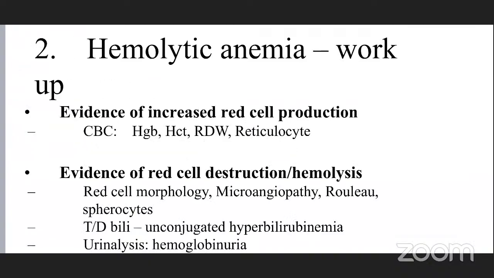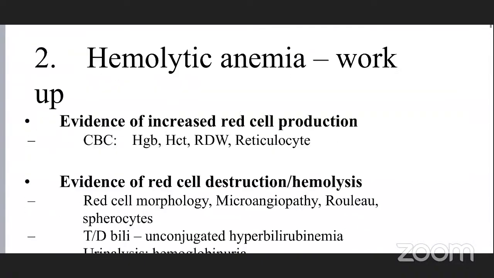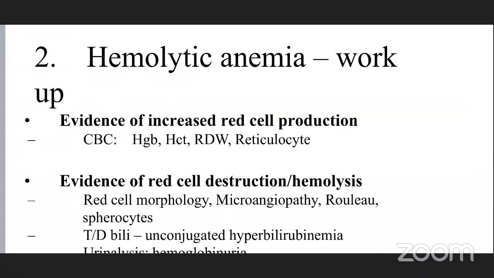What to do if we have a patient with hemolytic anemia? The workup first will look for evidence of increased red cell production. Usually we'll see the CBC, we see hemoglobin, and we look for hematocrit, and we look for RDW and for reticulocytes. Usually we'll see low hemoglobin and high retics, and MCV will be high, and hematocrit will be low.